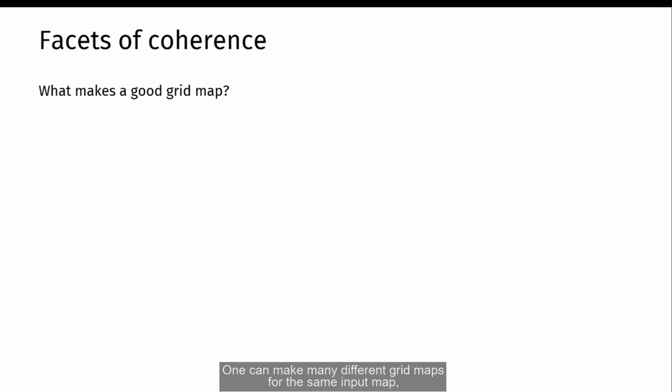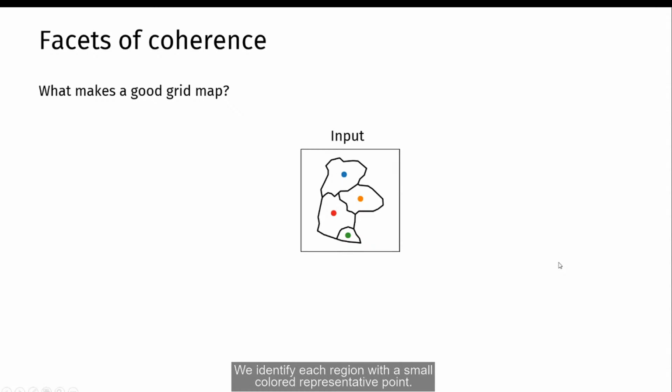One can make many different grid maps for the same input map, but what determines whether a grid map is of high quality? A high-quality grid map should be coherent with the underlying spatial dimension. There are many facets of coherence to consider, which we'll illustrate using a small map. We identify each region with a small colored representative point.